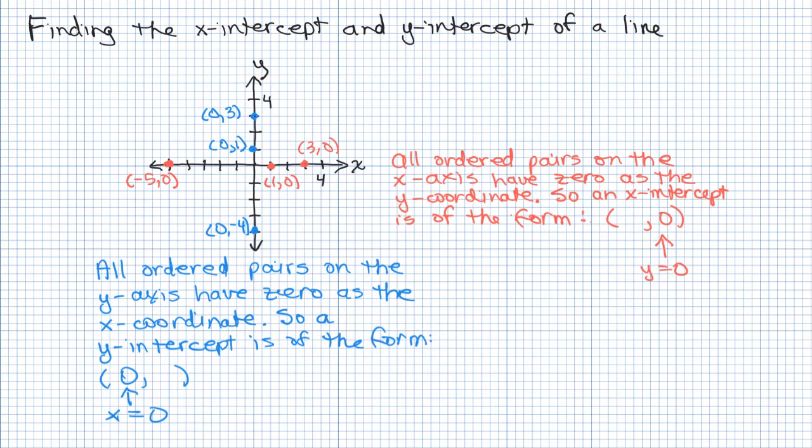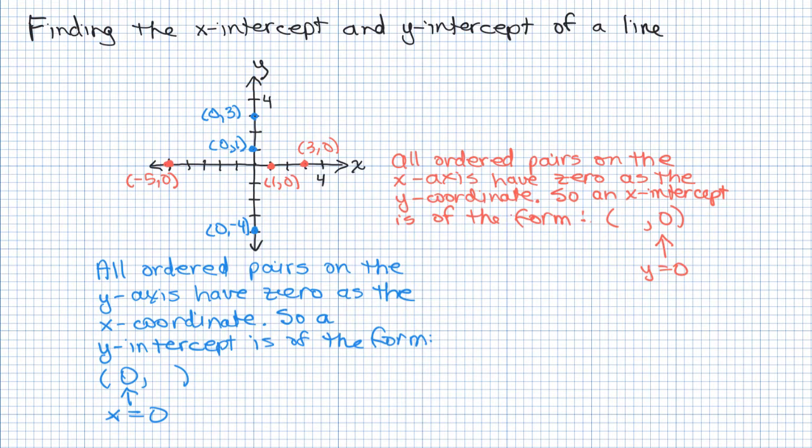Okay, so the first thing we're going to notice, if we look at a graph, is that all ordered pairs on the x-axis, so if you look at the x-axis, I have 3 ordered pairs: (-5, 0), (1, 0), and (3, 0). Notice that all of the ordered pairs on the x-axis have 0 for the y-coordinate. So an x-intercept is of the form, well, there's some number for x, but then the y-coordinate will be 0. And now let's look at the y-axis.